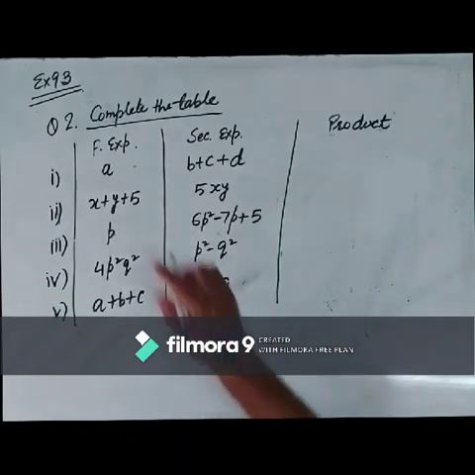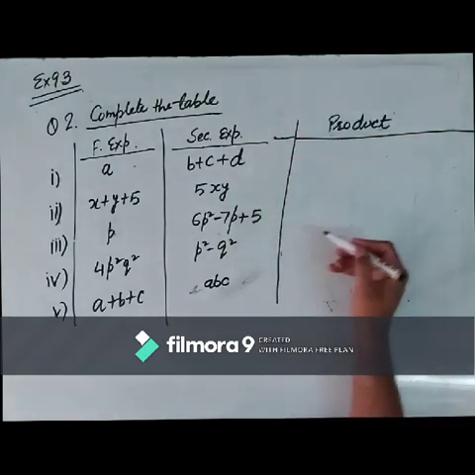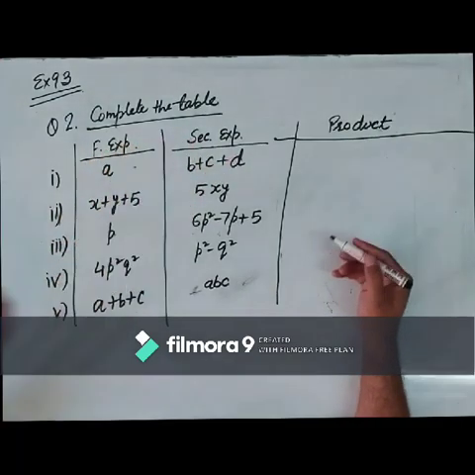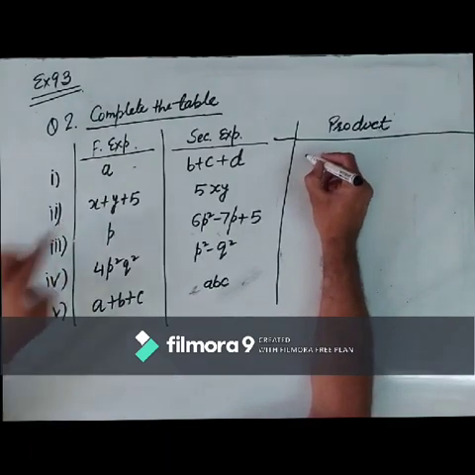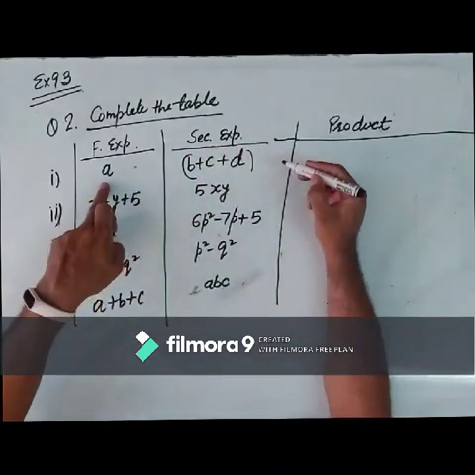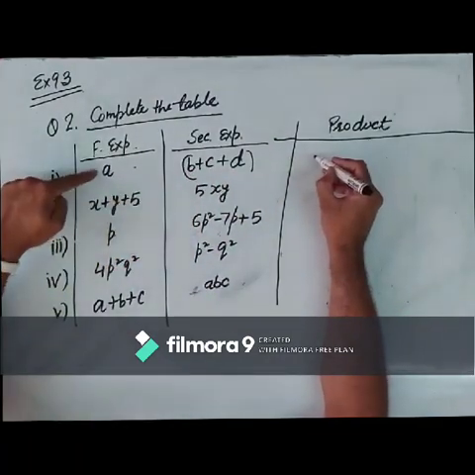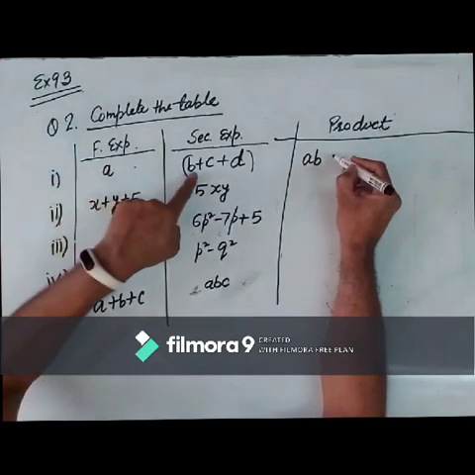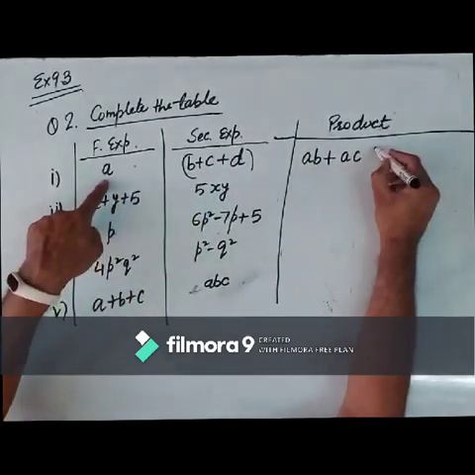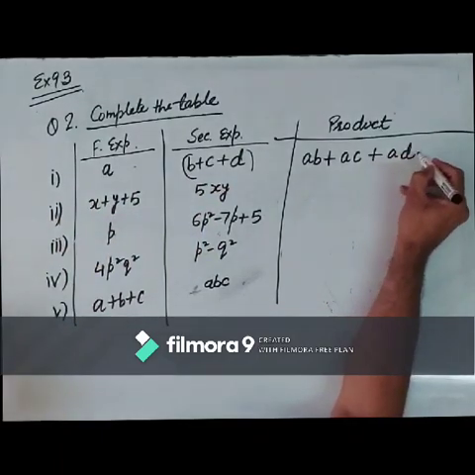Question number 2, complete the table. We have the first expression, the second expression, and then we have to find the product. In the first row, the first expression is a and the second expression is b plus c plus d. Here a is to be multiplied with the trinomial, so a will be multiplied with all the terms of the trinomial. The answer will be a into b, that is ab, plus a into c, that is ac, plus a into d, that is ad. So this is your first row.